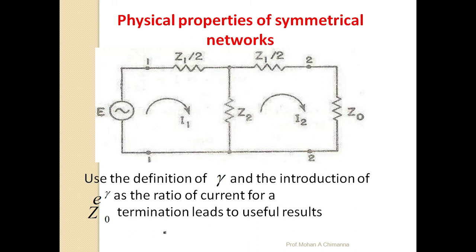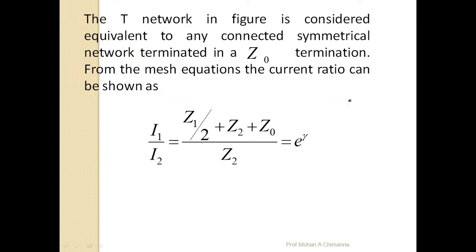Then what we do, instead of the input impedance, we apply a voltage source or EMF, and due to that the current flows through the first loop and second loop also. So we use the definition of gamma. We introduce e raised to gamma as the ratio of the currents I1 upon I2, and to find the terminating load impedance, generally called the output impedance, which leads to a useful result.